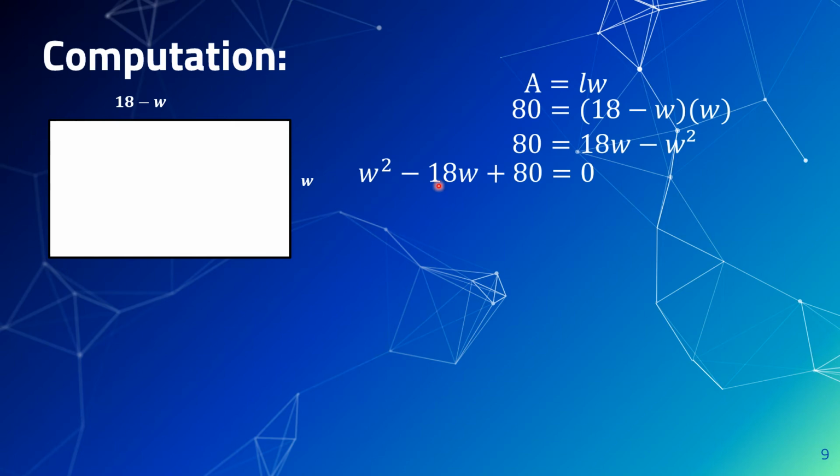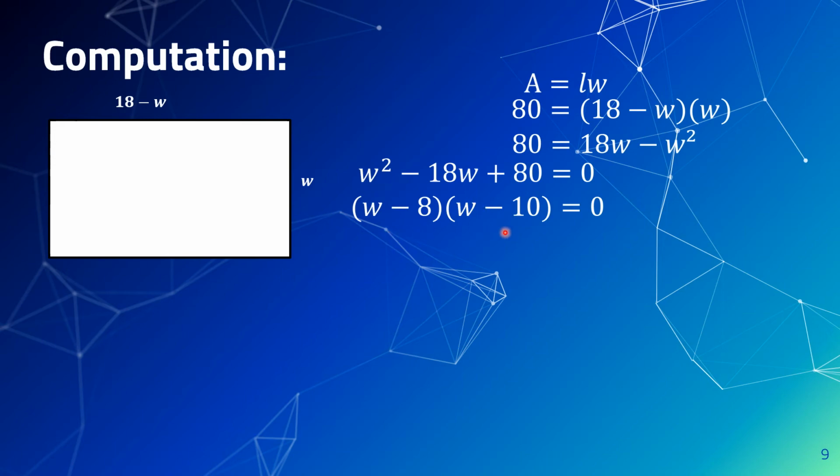Now, this one is an equation in the form of ax squared plus bx plus c, wherein the leading coefficient is equivalent to 1. Which means, what are those two numbers that if you multiply will result to 80, and if you add will result to negative 18? Okay, the two numbers are negative 8 and negative 10. Negative 8 times negative 10 is positive 80. Negative 8 plus negative 10 is negative 18. So these two are the factors of the given trinomial.